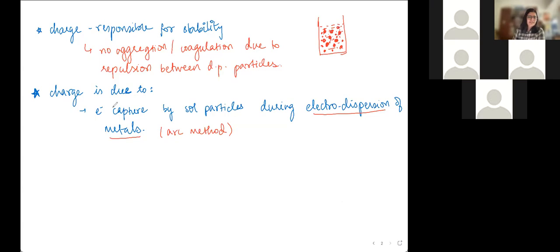At the end of the day, this whole thing, where does the charge come from? Okay, ma'am. If there's electrodispersion going on, the sol particles may capture a random electron during this process. Another theory is preferential adsorption, the preferential adsorption of ions from the solution.